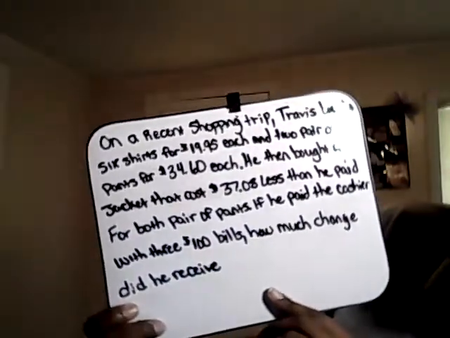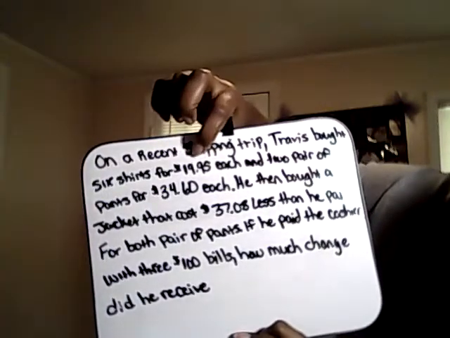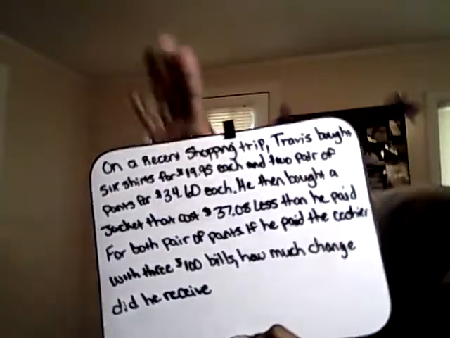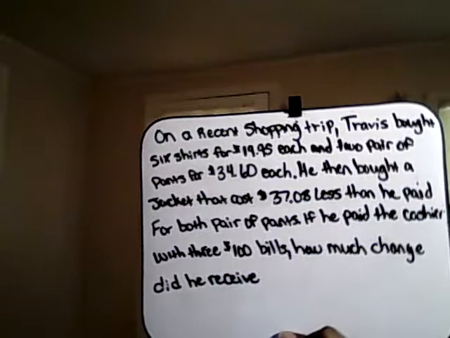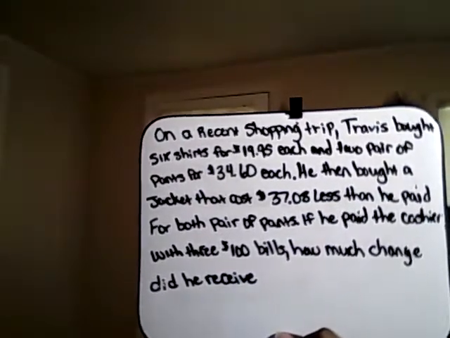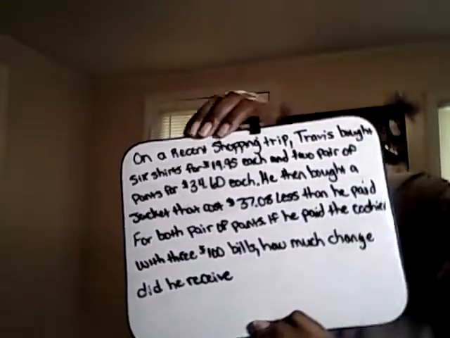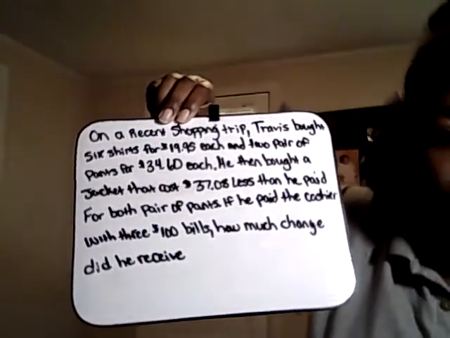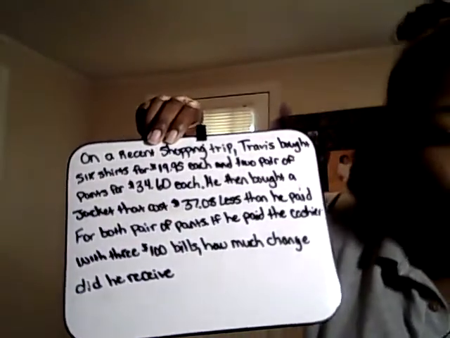Okay, so it says he bought 6 shirts for $19.95 each and 2 pair of pants for $34.60 each. So this is a perfect example of using word problems in real life situations because you guys buy clothes, lots of clothes. So I'm gonna go ahead and write out this scenario.